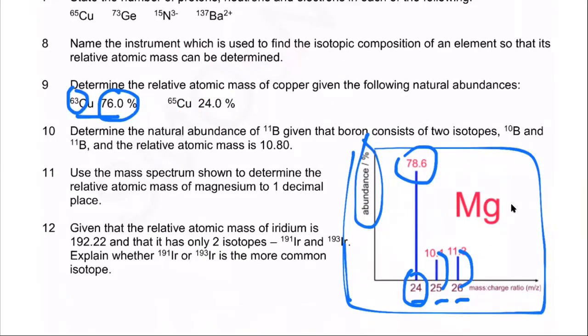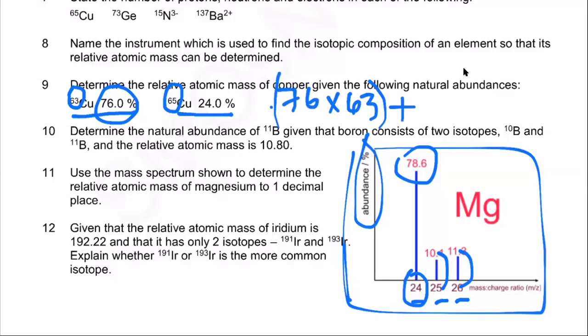And so it depends on how the information is presented to you. If you're given isotope symbols, like this one on number 9, then you have to remember that this number up here is the mass number. So that's the number that you use for the mass. And then you multiply it by the percentage. You just need to make sure to change it to decimal form. So for example, on this one, I would do 0.76 times 63. And then I would add 0.24 times 65. So make sure you put those in parentheses and do the multiplication first and then add those two together.